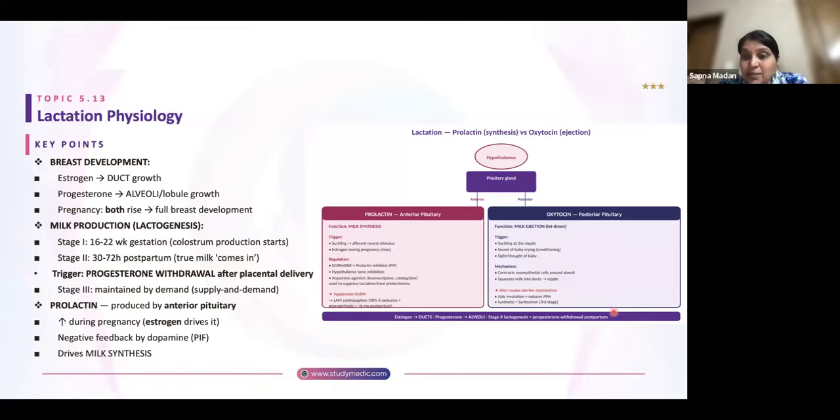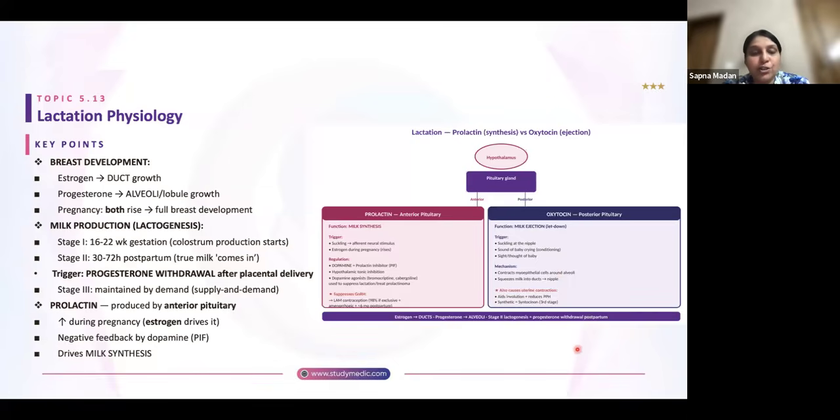Mechanism: it contracts the myoepithelial cells around the alveoli and squeezes the milk into the ducts, and through the ducts into the nipple. It also causes uterine contraction, so it aids in involution. That is why breastfeeding is promoted, because it promotes involution and reduces chances of PPH. Its synthetic form is syntocinon, which is used in active management of the third stage.